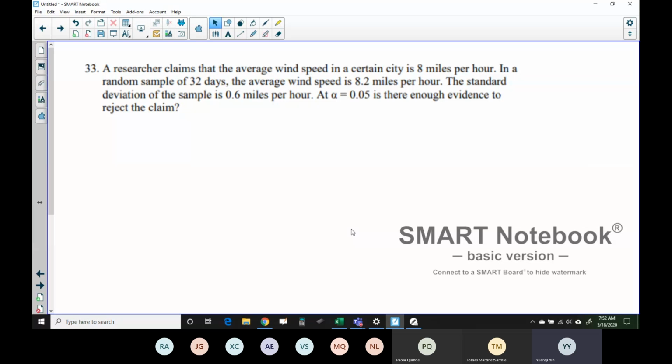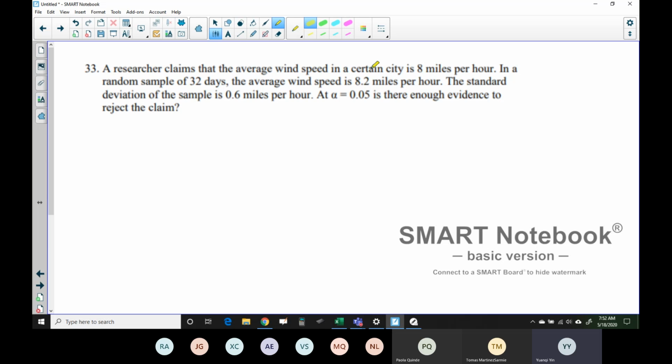Okay, a researcher claims that the average wind speed in a certain city, I'm so sorry, is 8 miles per hour. All right, so let me start, remember, outlining the important things. This actually has a highlighter. So a researcher claimed that the average wind speed in a certain city is 8 miles per hour. What would you highlight from the first sentence that I just read? Average at 8 miles.